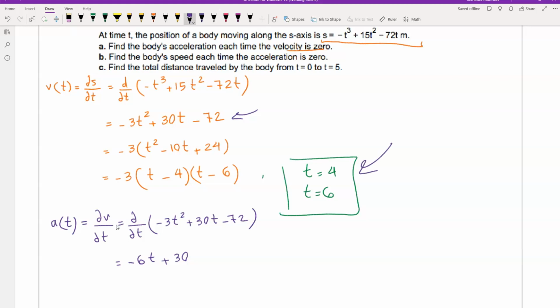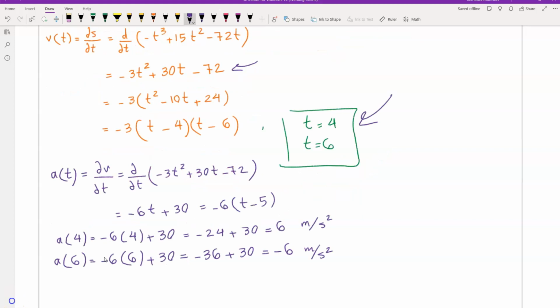And now we have to use t equal to 4 and t equal to 6. So now finding acceleration when t is equal to 4, we can either use this one, or here I factored negative 6. So it doesn't matter which one you use, you're going to have the same answer. So when t is equal to 4, our acceleration is equal to 6 meters per second squared. And when t is equal to 6, our acceleration is negative 6 meters per second squared.